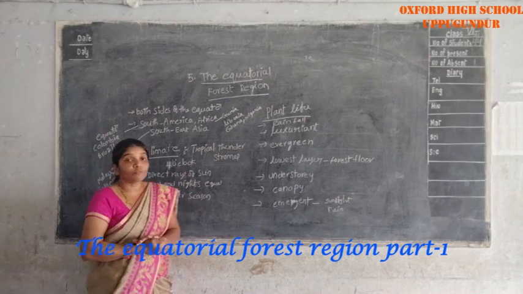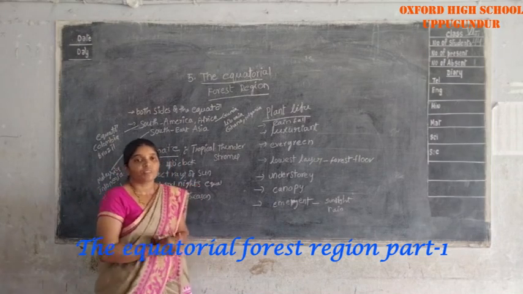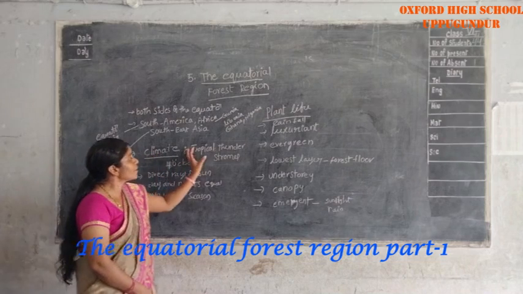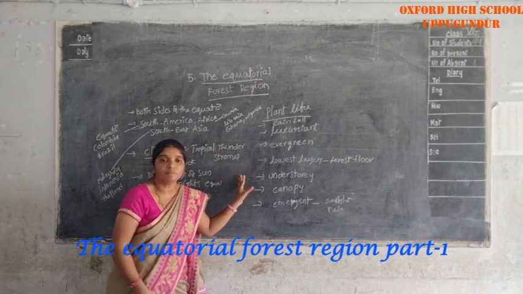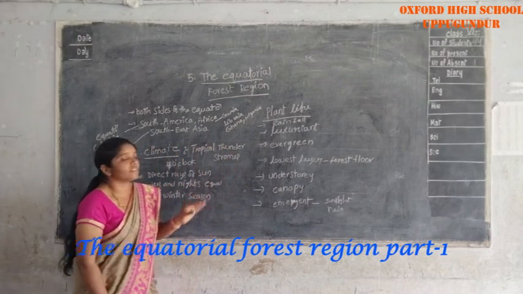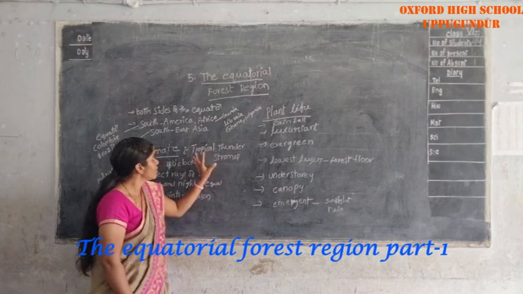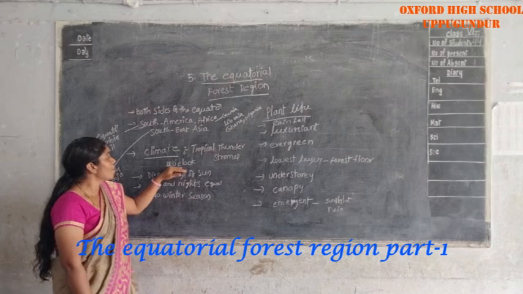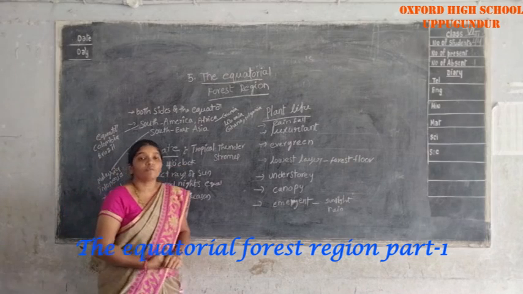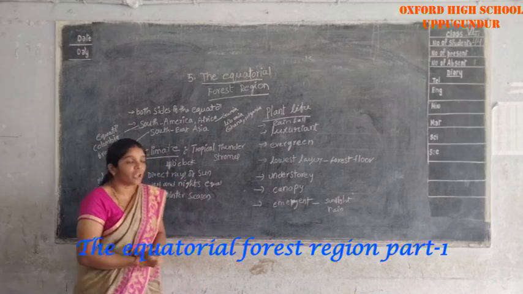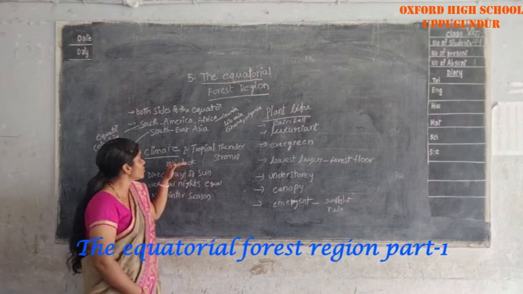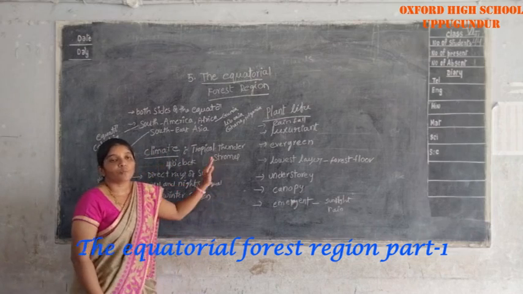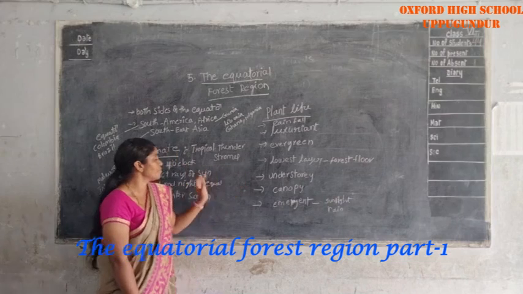Thunderstorm, that is, thunderstorm with thunder and lightning. In this equatorial forest region, tropical thunderstorm is one of the features. Around every day, throughout the year, every day at 4 o'clock in the afternoon, there is a thunderstorm. Those thunderstorms are called tropical thunderstorms.